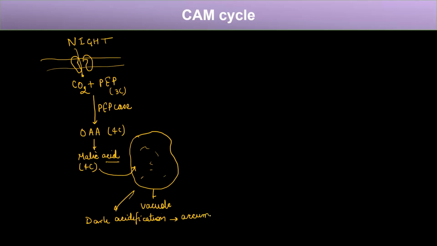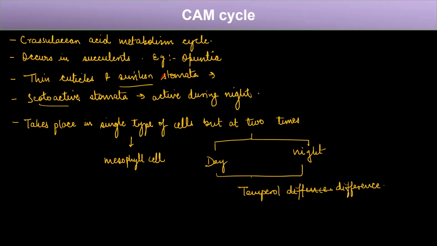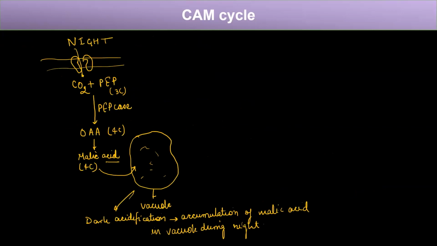So accumulation of malic acid in vacuole during night. So this happens during the night. The stomata opens, because I said that here the stomata is photoactive, so they get active in the night. So in the night the stomata opens, the carbon dioxide enters, and it binds to PEP, and then gets converted to oxaloacetic acid and malic acid. And this malic acid gets accumulated into the vacuole during the night time.